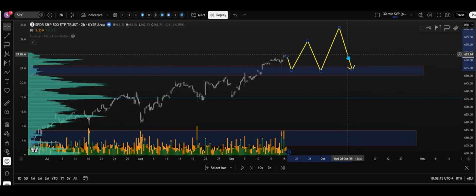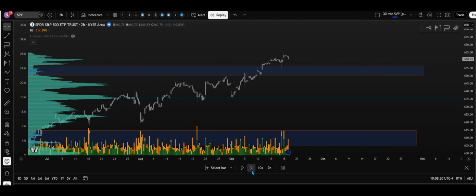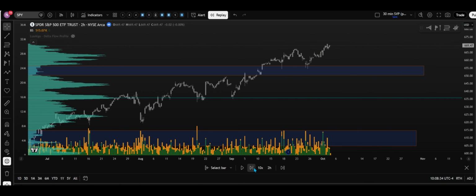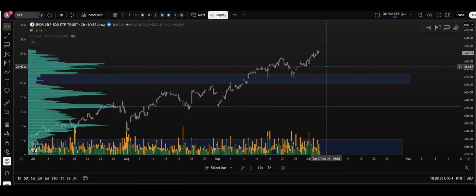So let's go ahead and just keep rolling it out. I want to make sure we get through this video in a timely manner. So we have now our new area above. Price comes back down to that low volume node gap, supports it, and we have price continuously pushing higher, right?